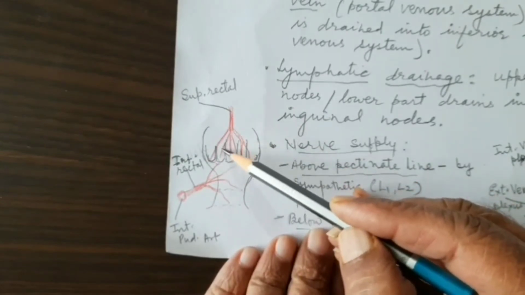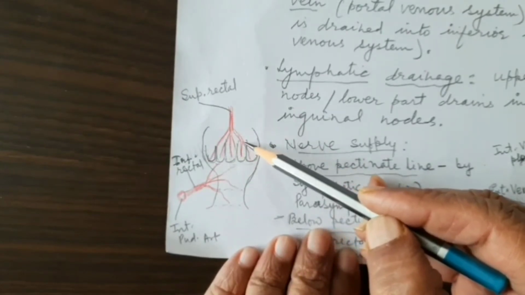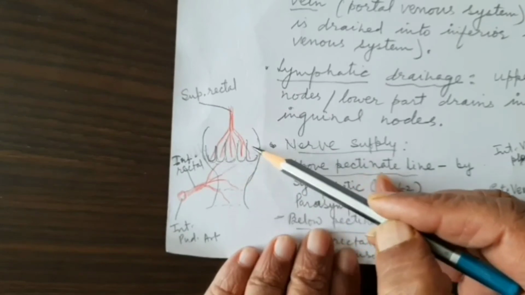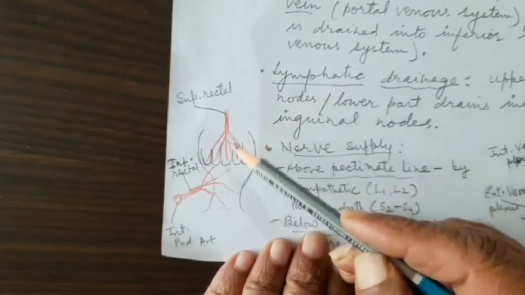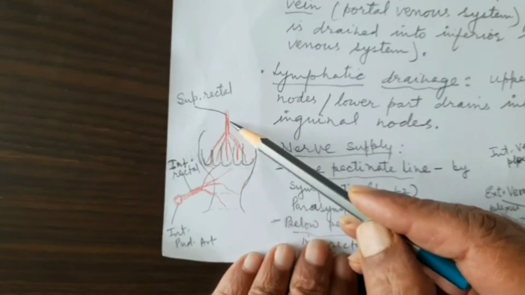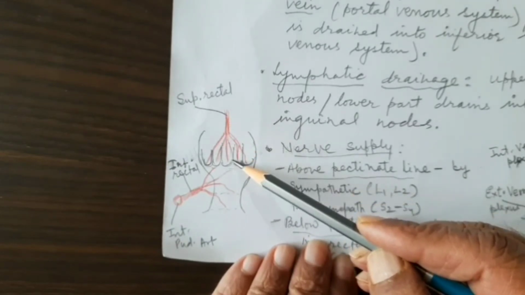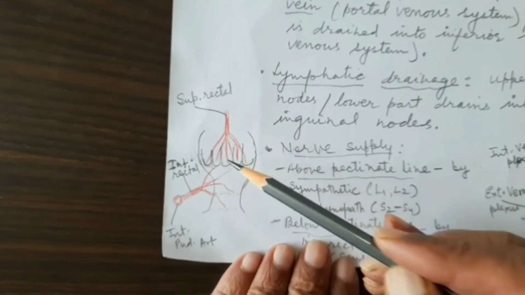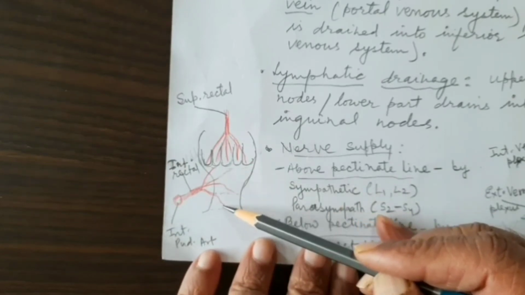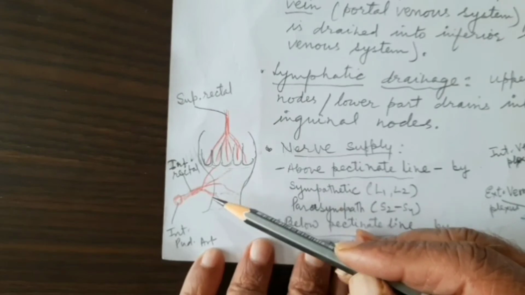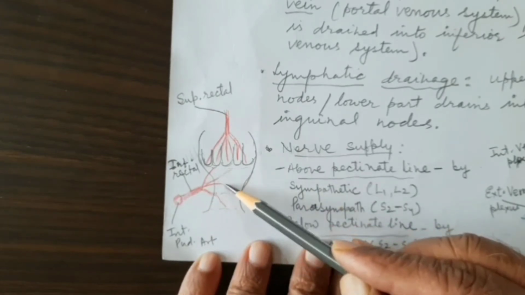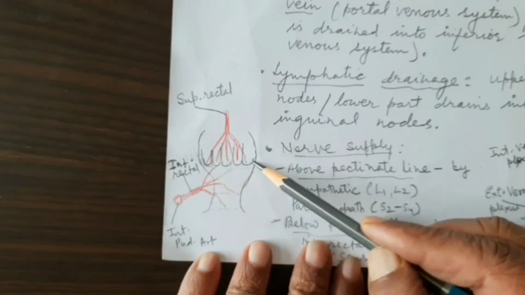The superior rectal artery divides into many branches, and the branches run vertically in the columns above the pectinate line. So the upper part of the anal canal is supplied by the superior rectal artery. But the lower part of the anal canal is supplied by the inferior rectal artery. See this inferior rectal artery, below the pectinate line.